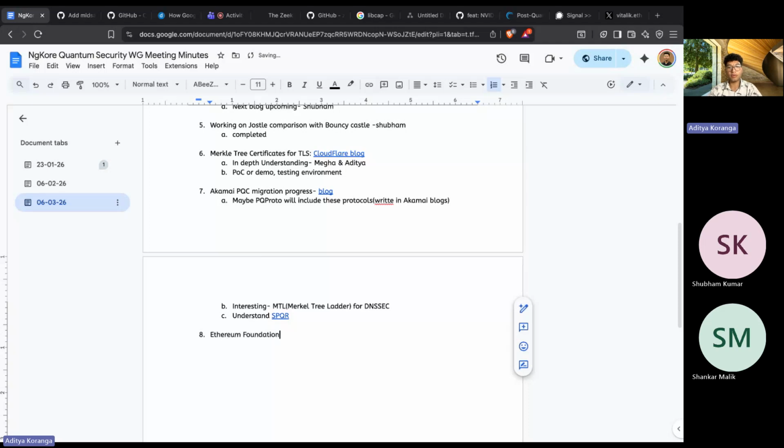Ethereum Foundation, PQC, not PQC, quantum resistance. Yeah, resistance. Oh my God, roadmap. Yeah, roadmap.